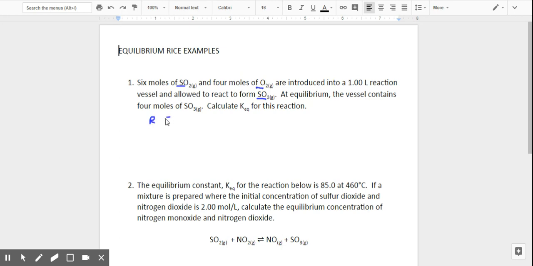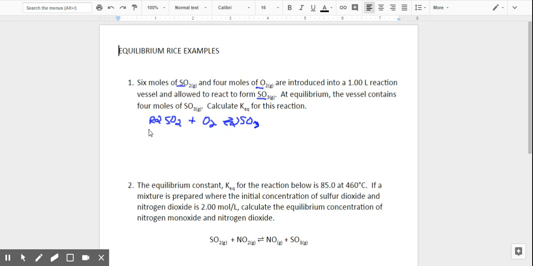So I start with SO2 plus O2 yield to SO3. And again, we're going to use double arrows here because we're dealing with equilibrium. So this is our reaction. We have to make sure that it's balanced. So in order to balance this reaction, I'll put a 2 in front of the SO2 and a 2 also in front of the SO3. So we have the first part of our RICE chart, which is our reaction.